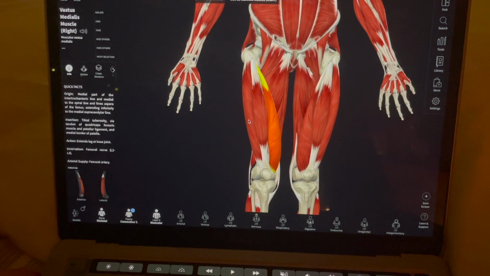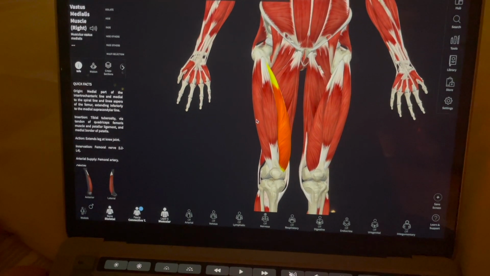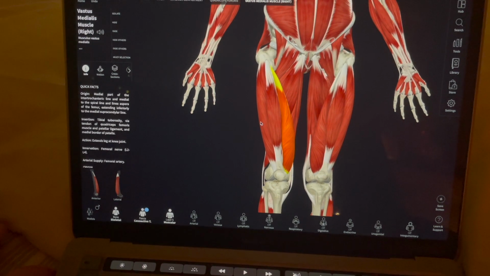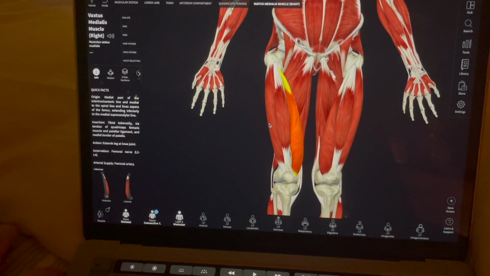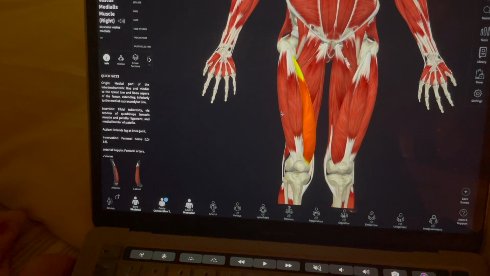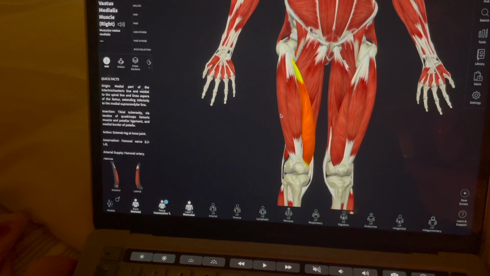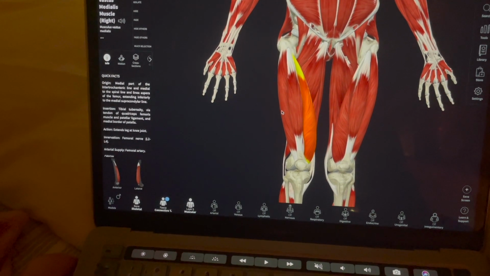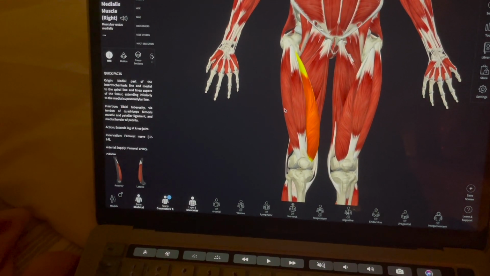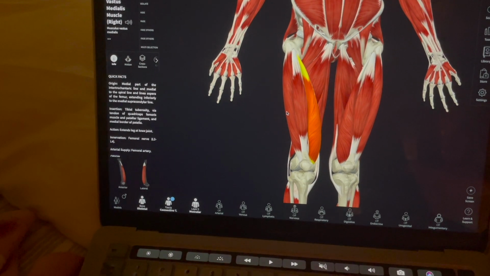Next, we have the vastus medialis muscle. This is going to be on the medial part of the thigh, and the origin is at the medial part of the intertrochanteric line and the medial lip of the spiral line in the linea aspera of the femur. And then the insertion is going to be at the tibial tuberosity via the tendon of the quadriceps femoris muscle and the patellar ligament.